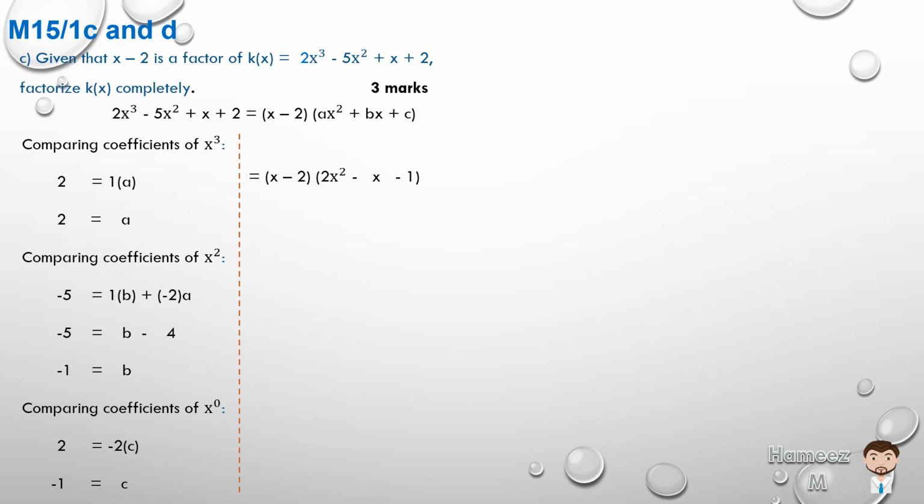And we can factorize that quadratic. So we will get (x - 2)(2x + 1)(x - 1). So k(x) is equal to the product of these three linear factors.